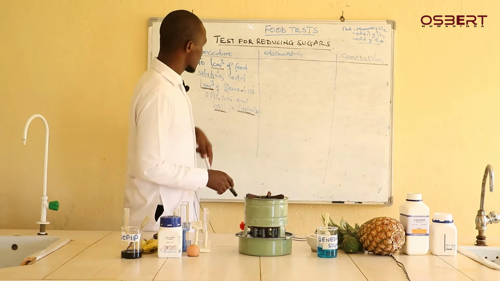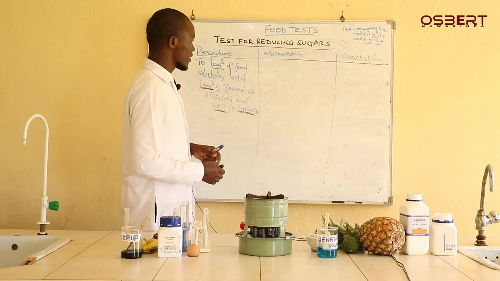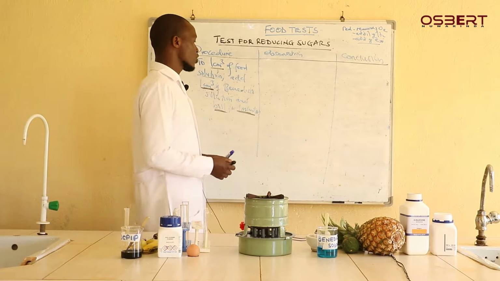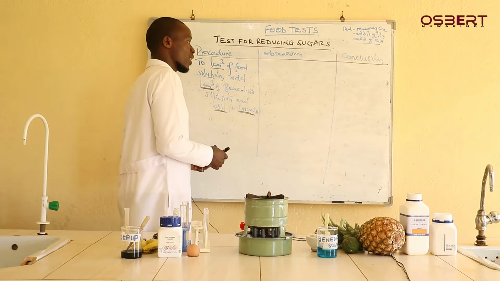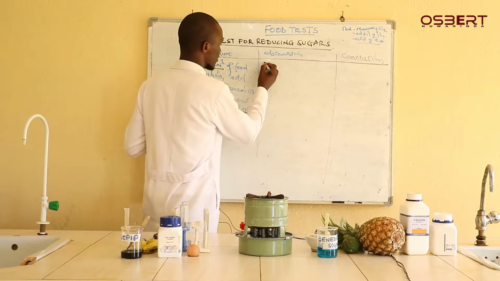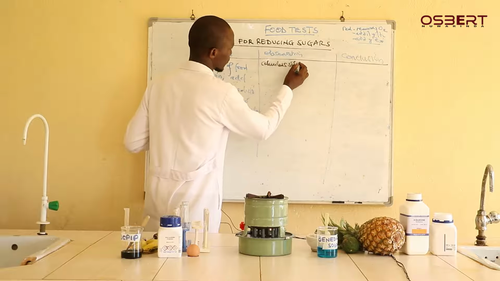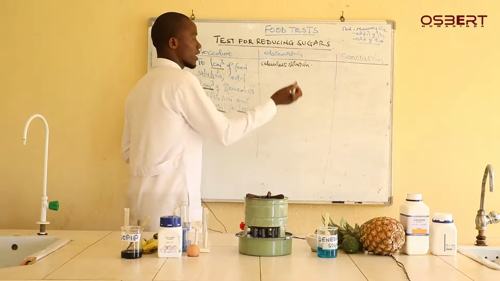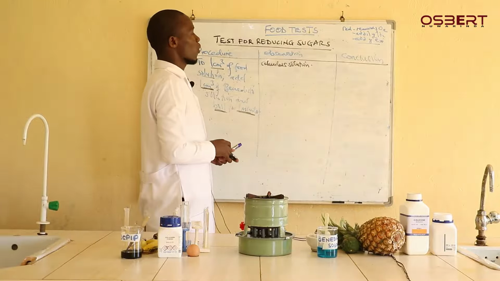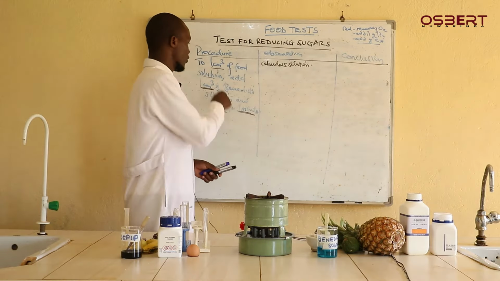Now, after you have done this procedure, the observations: I've told you when you're writing the observations, you're supposed to begin with the color of the solution that I have given you. If it is a colorless solution, you tell us a colorless solution. If it is blue, if it is white, you tell us it's a white solution. So you begin by telling us the color of the food solution you have made.